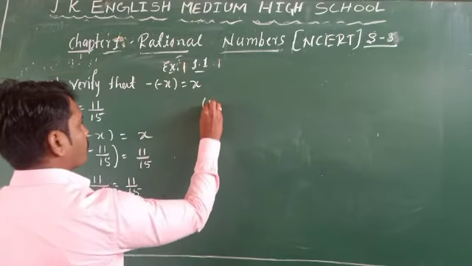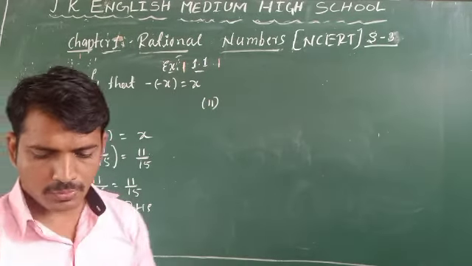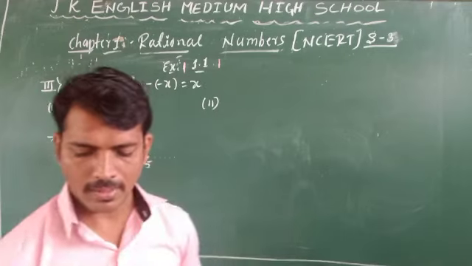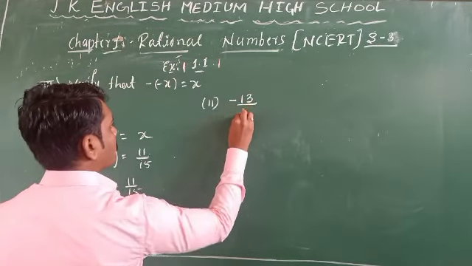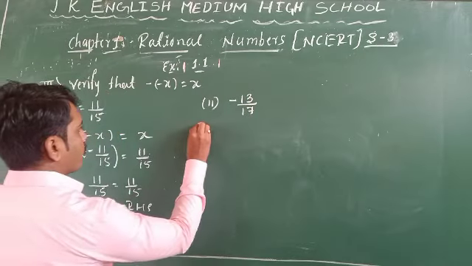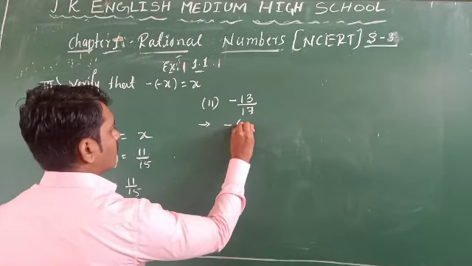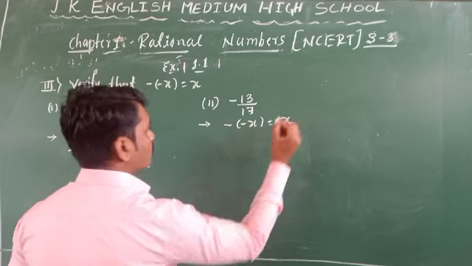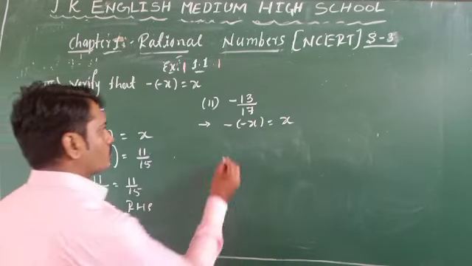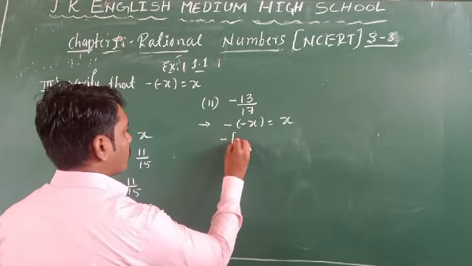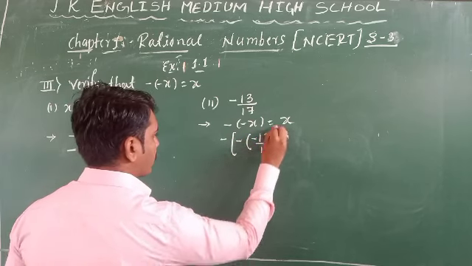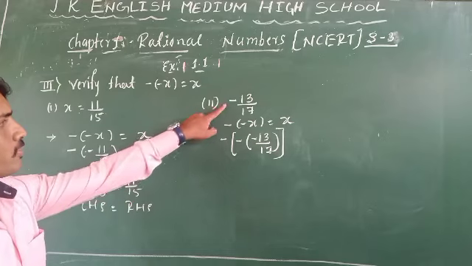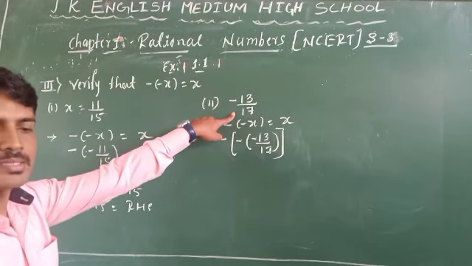Question number 2. The question number 2 is minus 13 by 17. What is our formula? Minus of minus x is equal to x. Correct? So what do you know? Minus of minus 13 by 17, because in the question only minus 13 by 17 is there.